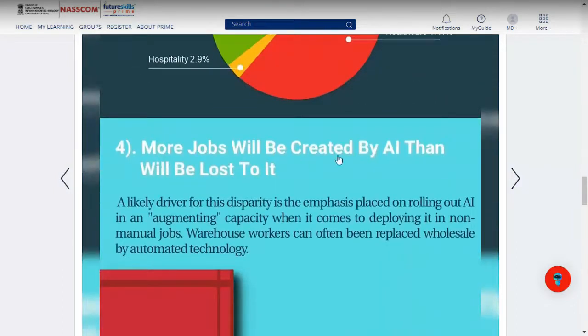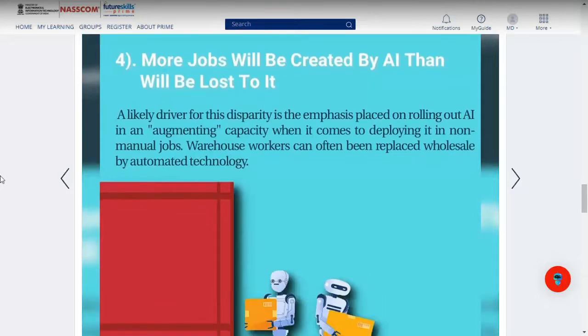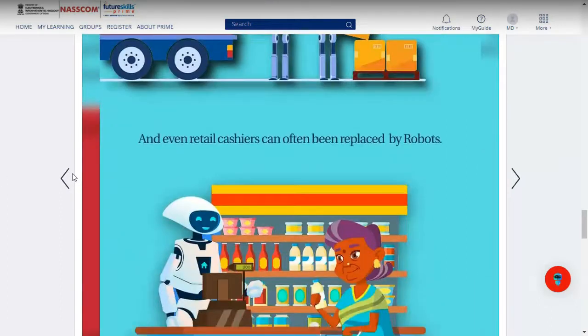Then more jobs will be created by AI than will be lost. Now, like I said in my previous class, doctors will lose their jobs, drivers will lose their jobs, and laborers will lose their jobs. Then you must be thinking it is bad, so many people will lose their jobs, but it is not so. So many new jobs will be created also, just you don't know those.